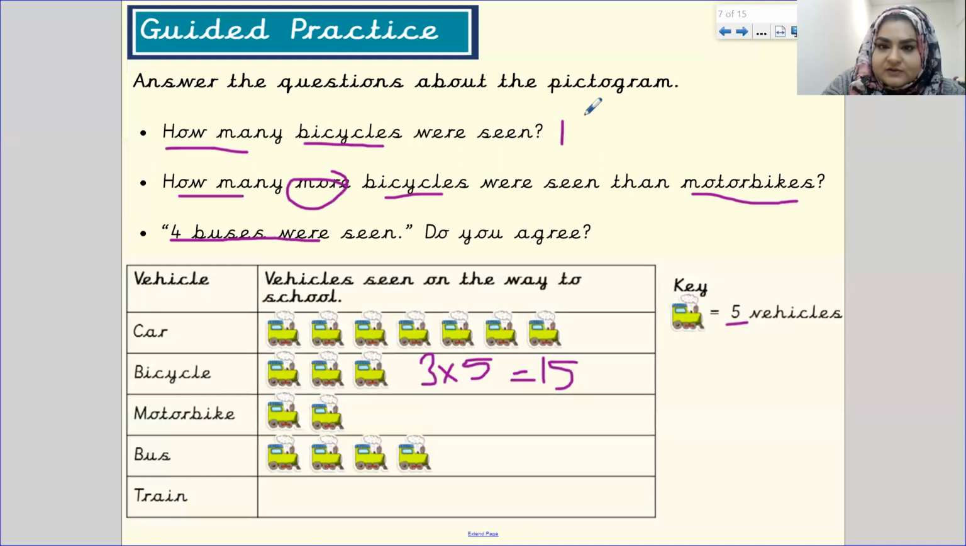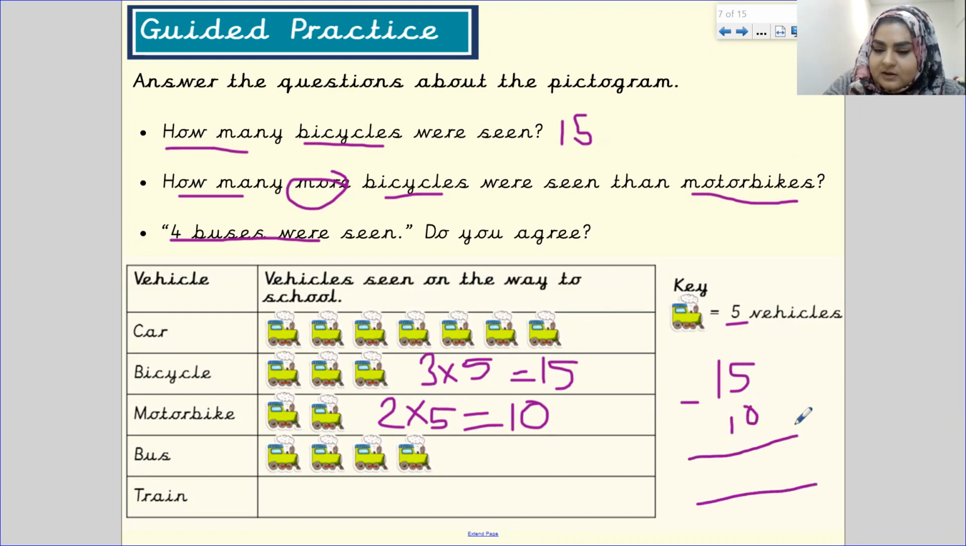So that is 15. Then it says how many more bicycles were seen than motorbikes. I know how many bicycles were seen, but I need to work out motorbikes. So I can see 2 pictures here. I'm going to write 2, and times it by the number 5 because 1 picture means 5. 2 times 5 I know is 10. 2, 4, 6, 8, 10. So I know there were 10 motorbikes, but now it's asking me how many more bicycles were seen. So I am going to do bicycles, take away motorbikes.